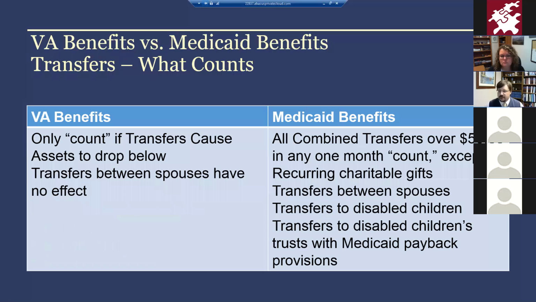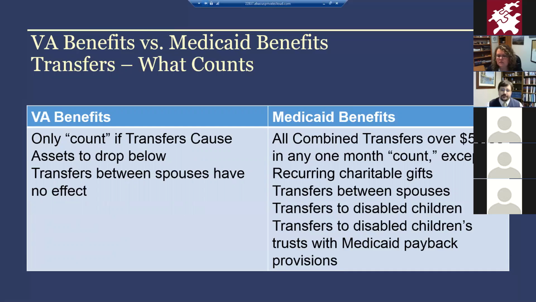And then the fun conversation is transfers. What counts as a transfer? Again, for VA, it only counts if the transfer causes assets to drop below that $129,000. And transfers between spouses have no effect because we add up everything. And so the other piece of that is transfers of the house don't have an effect for VA because it's not a countable asset. What about Medicaid, Joy?